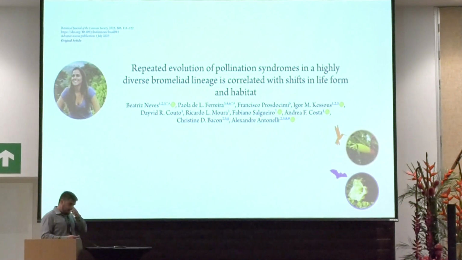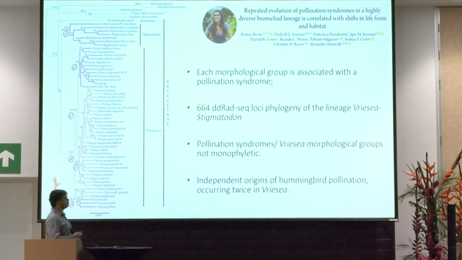Okay. So talking about the second work, super fast, sorry. This work was led by Beatriz Neves, who is our colleague as well. It was about the repeated evolution of pollination syndromes in the lineage Vriesea Stigmatodon, okay? Everything is okay here. So each morphological group is associated with the pollination syndromes, as I showed you in the previous slides.